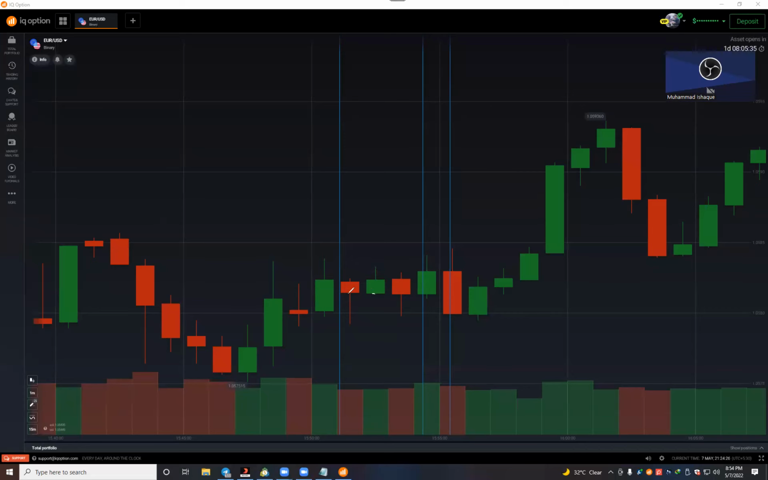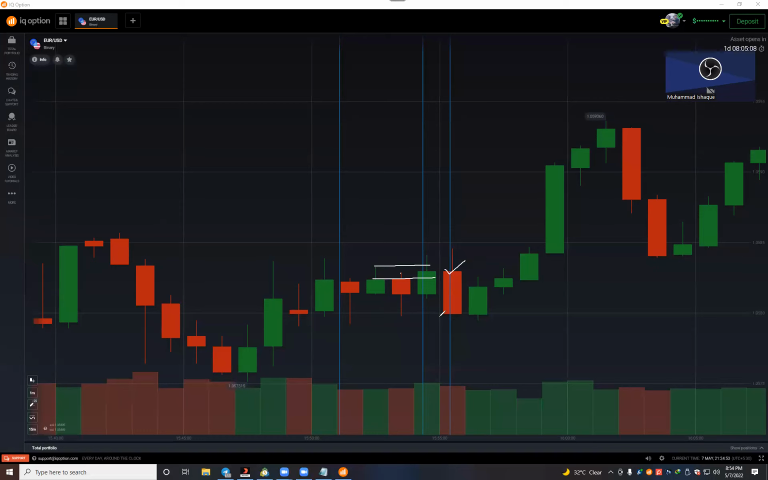This wick, where it's closed? In the zone of the bias support, right? What is the next candle? Green. Green candle. This rejection, the third candle closes in which area? The resistance zone.